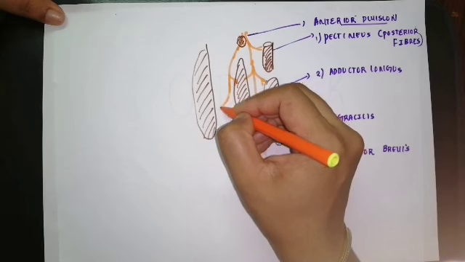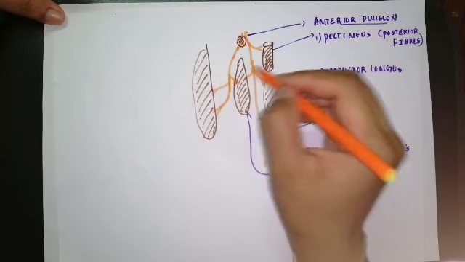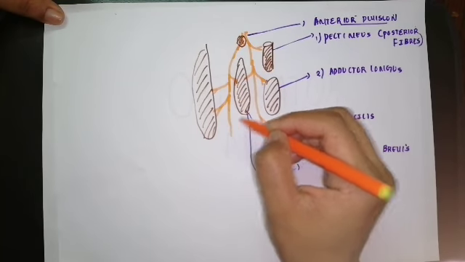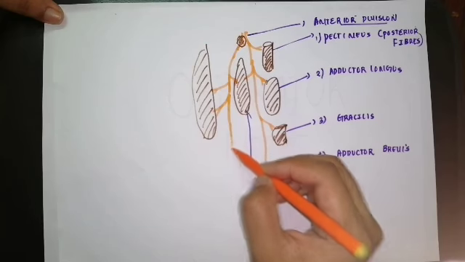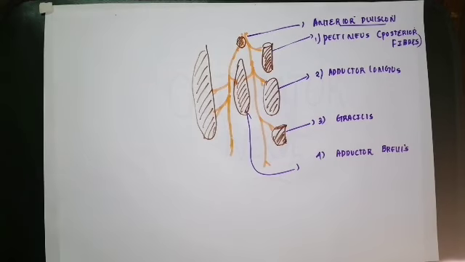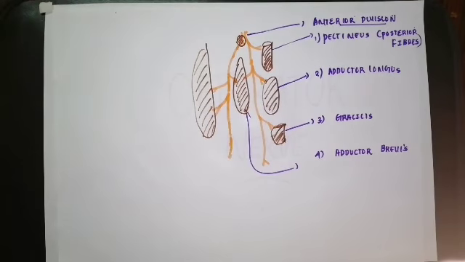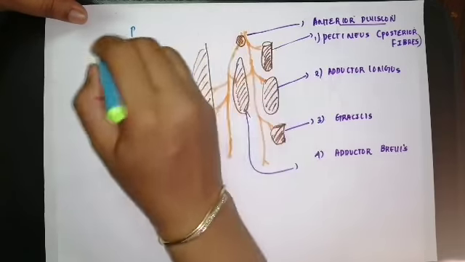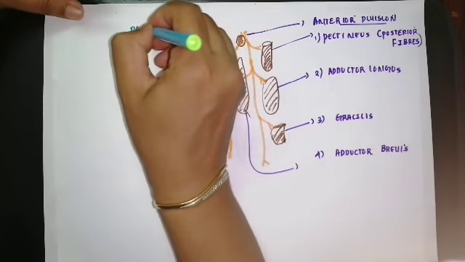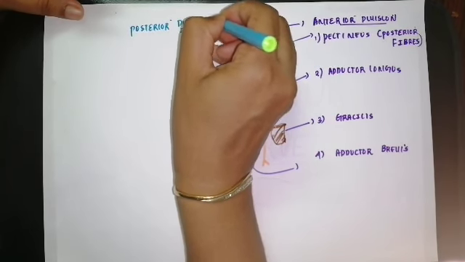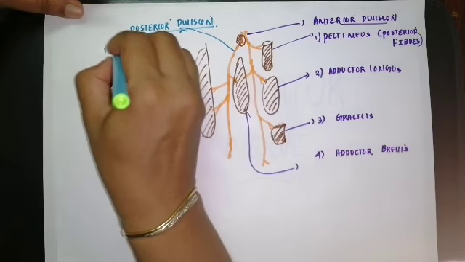Now it is supplying the adductor part of adductor magnus muscle, and distal to the adductor longus it enters the popliteal fossa and gives a genicular branch, and after penetrating the oblique popliteal ligament it enters the knee joint. Now which are the muscles supplied by the posterior division? So this is the posterior division. So muscles supplied by the posterior division are: one is the obturator externus muscle.